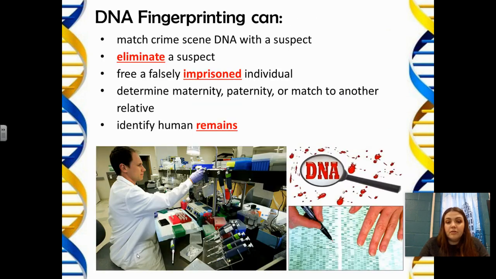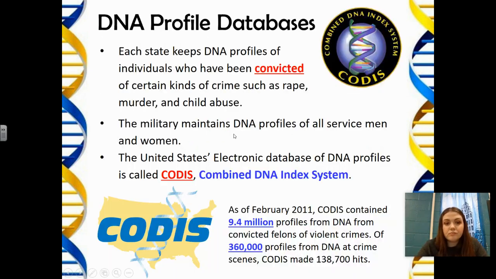Kind of skip this. DNA fingerprinting can match crime scene DNA with a suspect, eliminate a suspect, free a falsely imprisoned individual because we realized they didn't match and we had accused them, determine maternity, paternity, or match to another relative. So that's one way to figure out who our Jane Doe is, matching to their parents to see if that's their DNA. That could be a way to identify a missing person. Could be a way to figure out just plain paternity, like is he the father? All these are done with these DNA bands, and identifying human remains is what I just talked about.